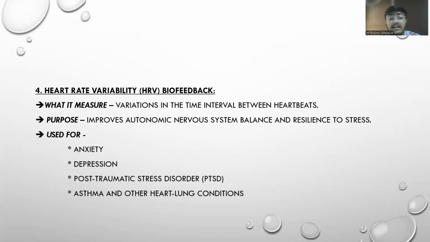The fourth one is heart rate variability biofeedback, meaning heart rate biofeedback. What we measure in this biofeedback is the variation in the time interval between heartbeats. There is a specific rhythm of the heartbeat, and there is a specific time for one rhythm. The interval between two rhythms, we can measure by using heart rate variability biofeedback. The purpose of using this is to improve autonomic nervous system balance and resilience to stress.